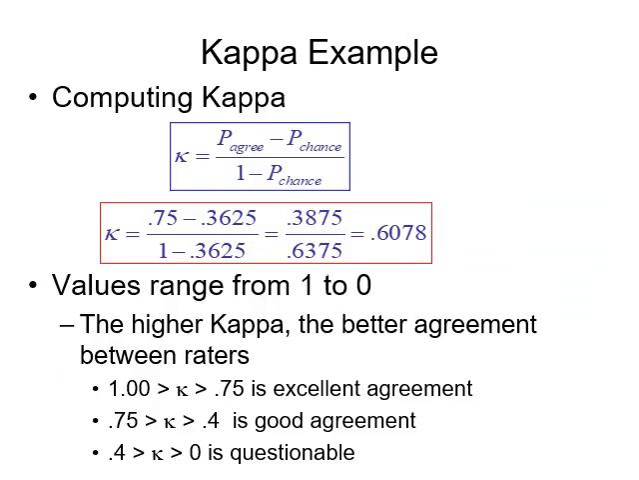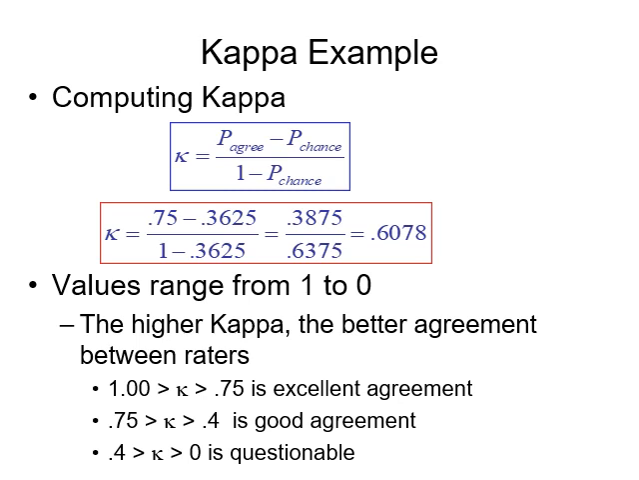So we're just going to plug those numbers into our equation, Cohen's kappa. So the top of the equation is P agree, 0.75, minus P chance, 0.3625. That gives us the top of our equation of 0.3875. The bottom is 1 minus P chance, so 1 minus 0.3625, which is 0.6375, and then we're going to divide. We come up with 0.6078. So Cohen's kappa for the agreement between these two doctors was 0.61, or 0.6078.